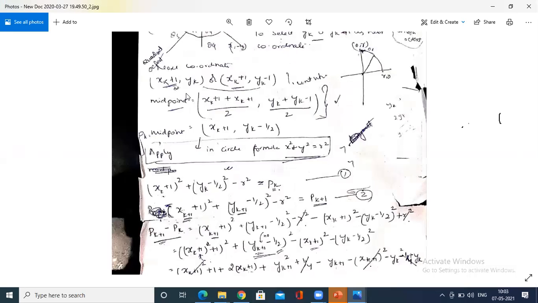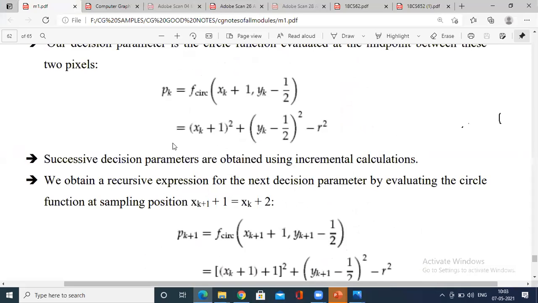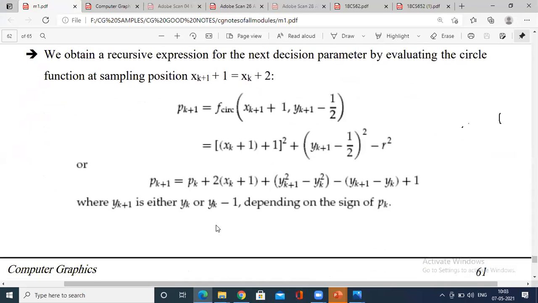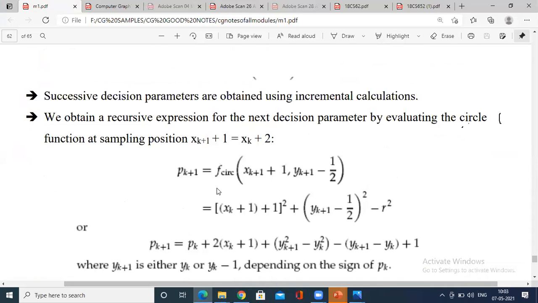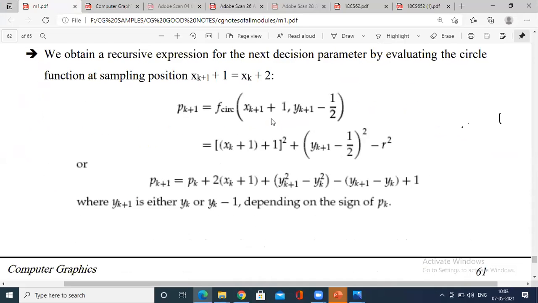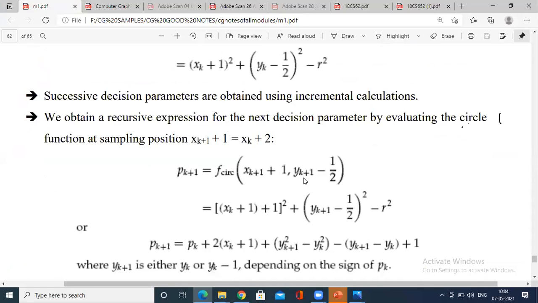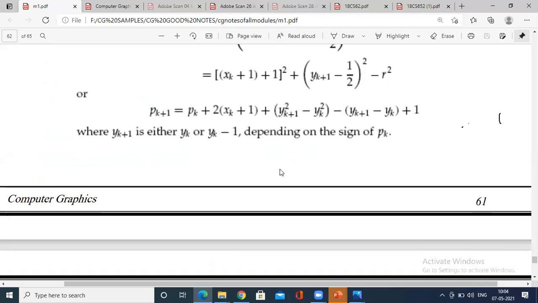We have a decision parameter deciding whether to choose xk plus 1, yk or xk plus 1, yk minus 1. Taking the midpoint of it, you'll get these two coordinates. Applying this to the circle formula, you'll get the value of pk. Then for the next, pk plus 1, you have to apply the same and you get a pk plus 1 value, right? xk plus 1, yk minus half. So xk plus 1, yk is just increasing the subscript. Applying this, you'll get pk plus 1.